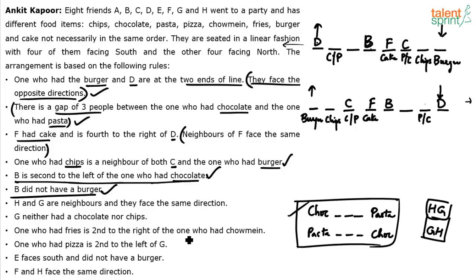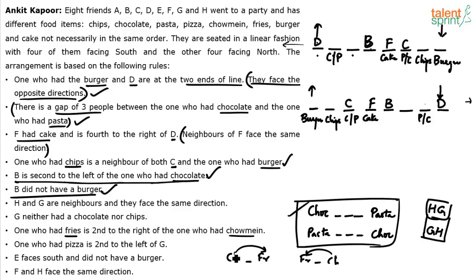One who had fries is second to the right of the one who had chowmein. Yeah, the only possibility I can think of is this one. See, fries is second to the right of the one who had chowmein. So chowmein and fries will have one person in between them. This is chowmein and this is fries. So you see, fries is second to the right of chowmein. Or fries comes like this and chowmein comes here.